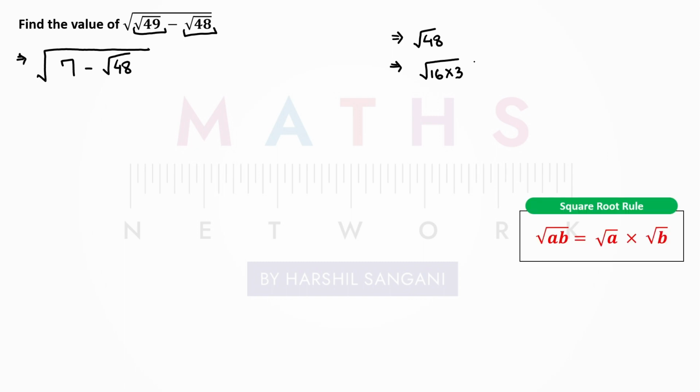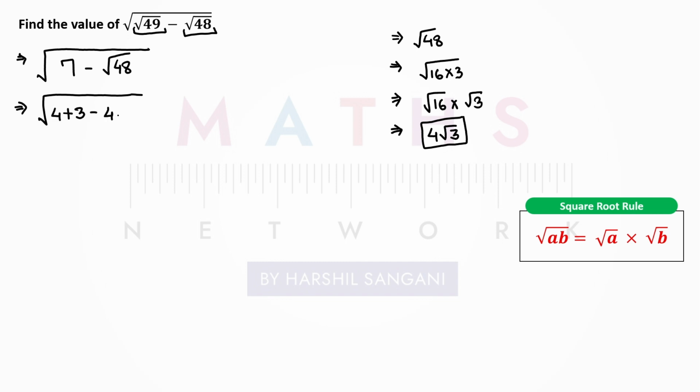Now guys, we use this law of square roots, that is root of a multiplied by b equals root a multiplied by root b. So when we apply that here, we will have square root of 16 multiplied by square root of 3. We know that square root of 16 is 4, so we get the answer to be 4 root 3. So guys, we have root 48 simplified to 4 root 3. Now we replace root 48 by its value which we got. And guys, this 7 we can write as 4 plus 3. So we have square root of 4 plus 3 minus 4 root 3.